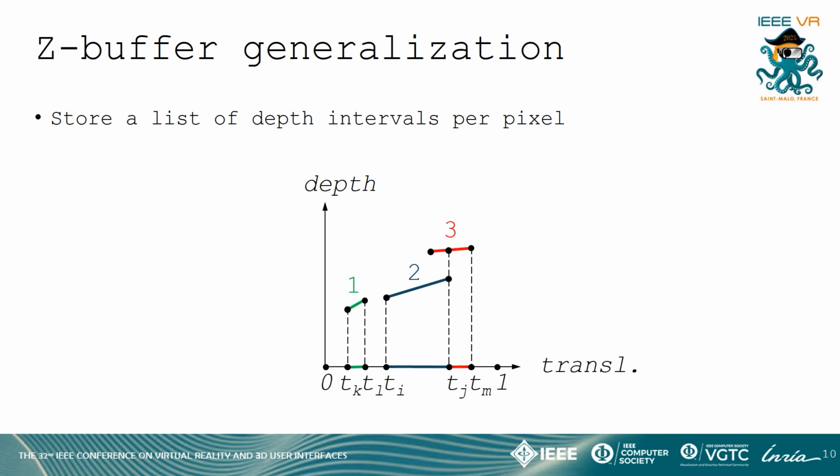So you see on the y-axis there is depth, the distance from the eye to the surface along the ray through the pixel center, and on the x-axis you have the translation, which is parameterized with parameter t here. So at first, from 0 to tk, no triangle covers the pixel center, so no triangle is visible. Then triangle 1 covers the pixel center, so it's triangle 1 that's visible. Then again, no triangle from TL to TI, from TI to TJ, triangle 2 is visible, which is closer than triangle 3, so triangle 3 becomes visible only from TJ and is visible until TM, and again, no triangle is visible from TM to 1.